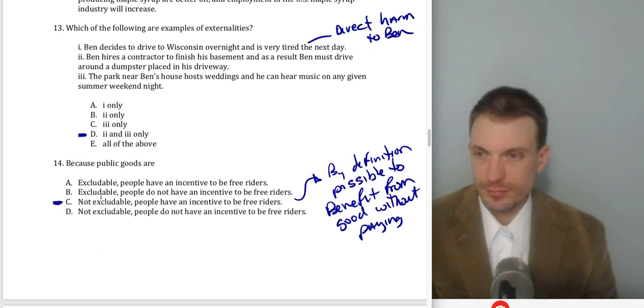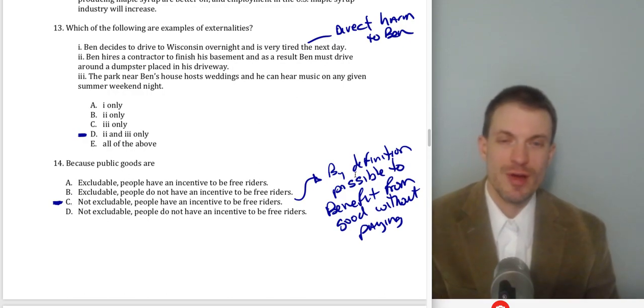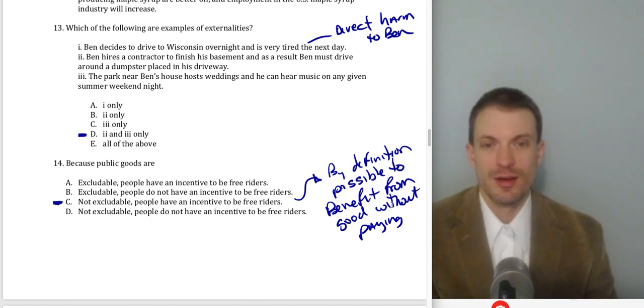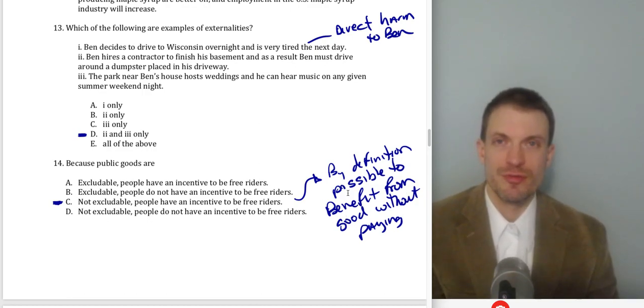Okay, because public goods are non-excludable, people have an incentive to be free riders. This is just our definition of the free riding problem, right? Being able to benefit from the good without paying for it.